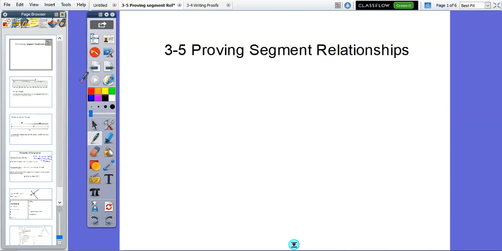Welcome back to some more geometry. Today we are talking about proving segment relationships. So we're going to be seeing how we can show that these segments are related without actually taking out numbers, without having to have numbers. So let's look at some basics real quick.